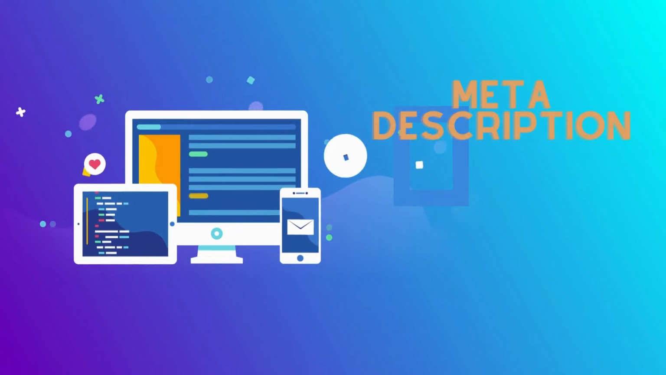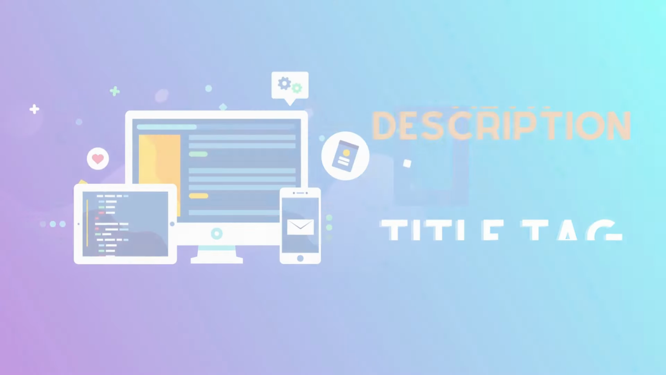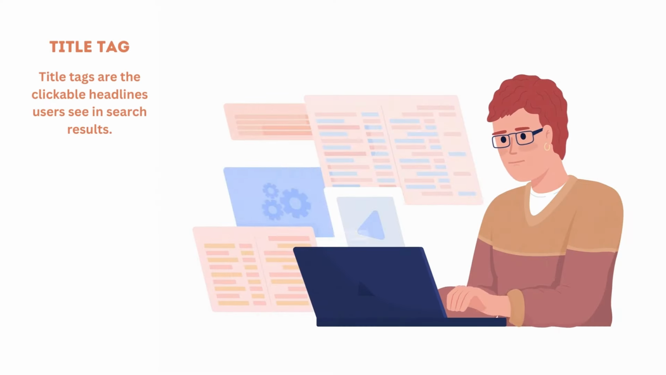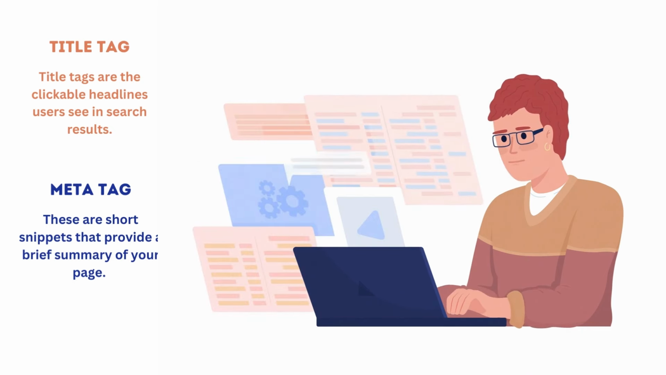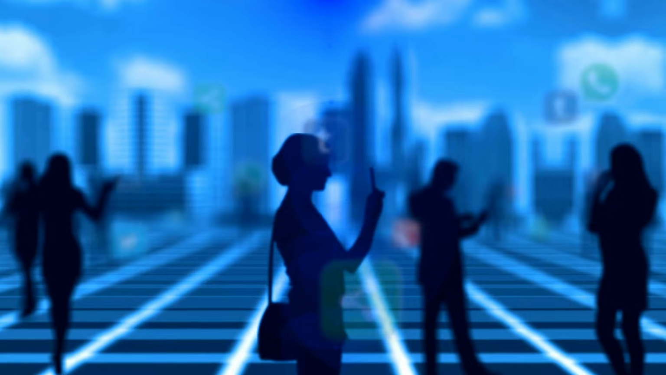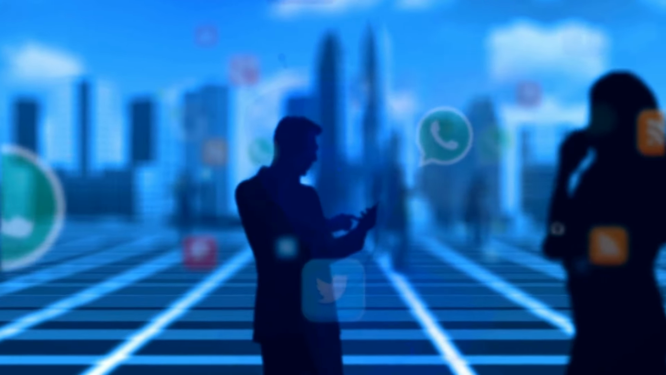2. Title tags and meta descriptions. Title tags are the clickable headlines users see in search results. Meta descriptions are short snippets that provide a brief summary of your page. They should be engaging, informative, and encourage users to click through.